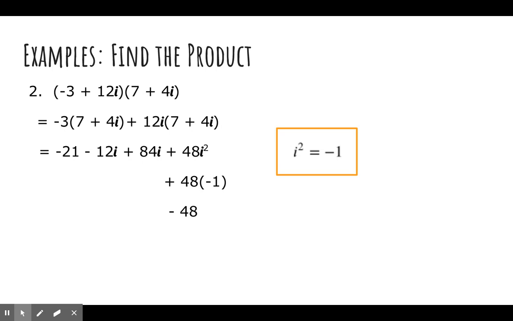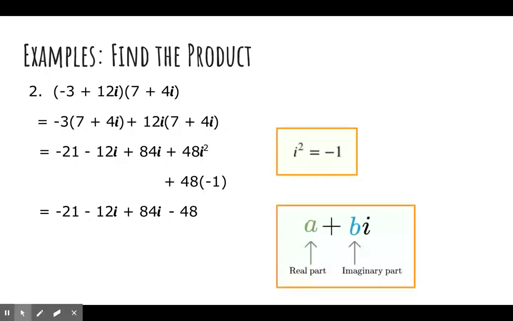Bring down the first 3 terms of your problem. So we have negative 21 minus 12i plus 84i, and now the minus 48. Because of i squared equaling negative 1, we replace the i squared with the negative 1 and multiply that with the coefficient you had on the i squared term. Positive times negative makes this now a negative 48. So we'll write our answer as a complex number, a plus bi. So we'll need to combine our real parts, so negative 21 minus 48, and our imaginary part, negative 12i plus 84i. So our answer is negative 69 plus 72i.